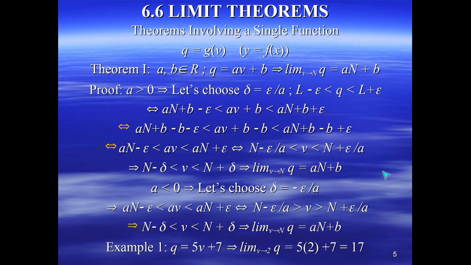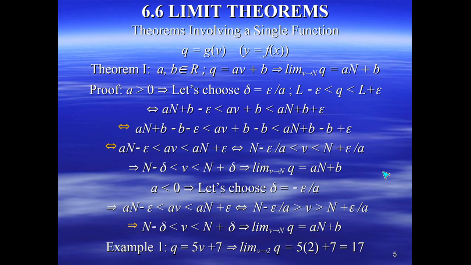So we are at 6.6 now, the limit theorems. Here we have the delta and epsilon things. We have spoken about delta and epsilon neighborhoods, and we will be using them here as well. So, theorems involving a single function: Q equals g of v, or we can also express the same thing as y equals f of x. But our book, for some reason, prefers Q equals g of v. In the usual mathematics books, we always use y equals f of x, of course. This is the same thing.